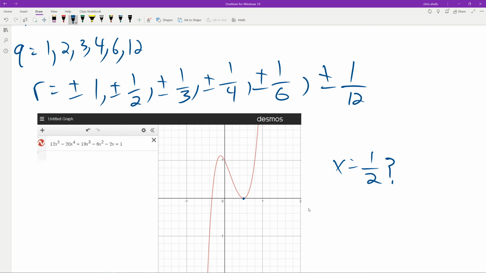And I have something going on right here between 0 and negative 1. This would be either x equals negative 1/3 or negative 1/4. But let's see, this is broken up into 1, 2, 3, 4, 5 pieces. To me, this looks like this is closer to x equals negative 1/3.